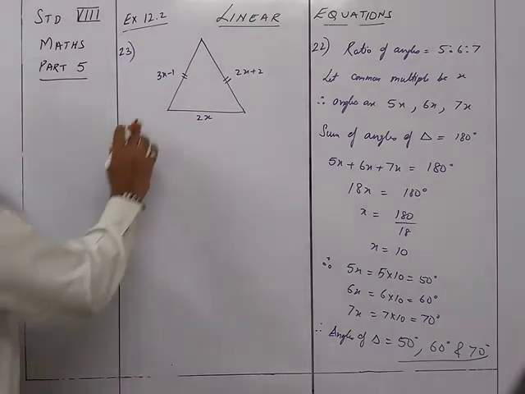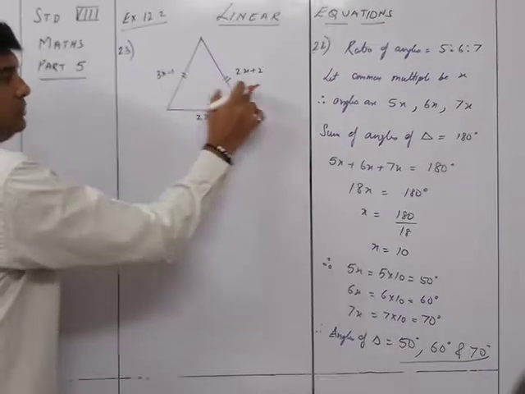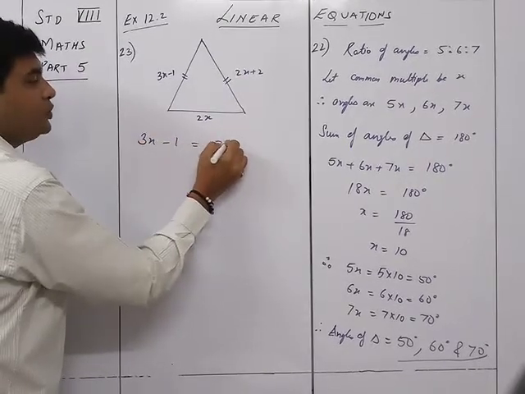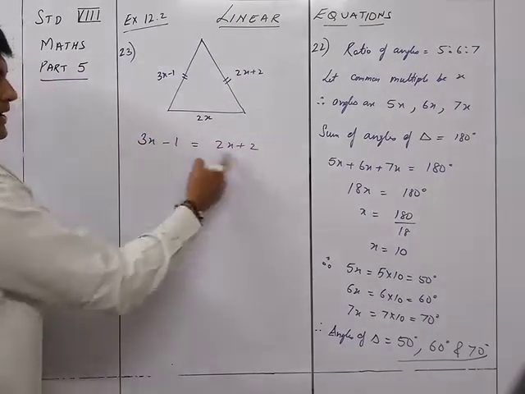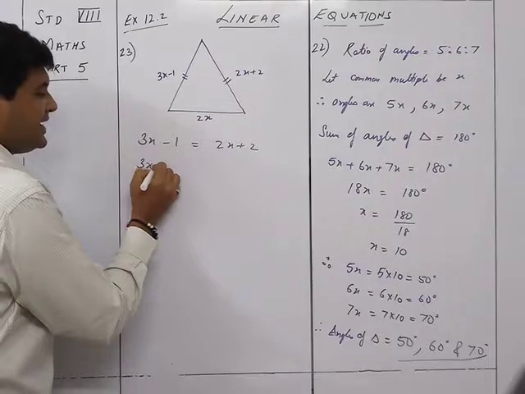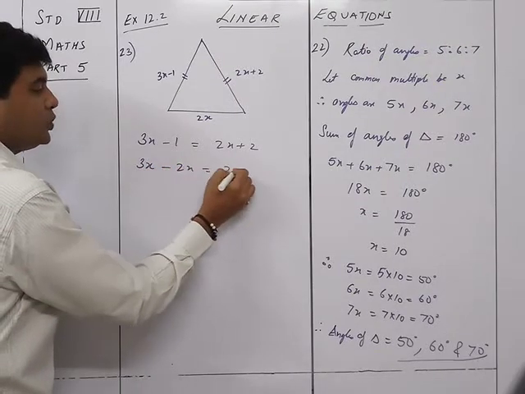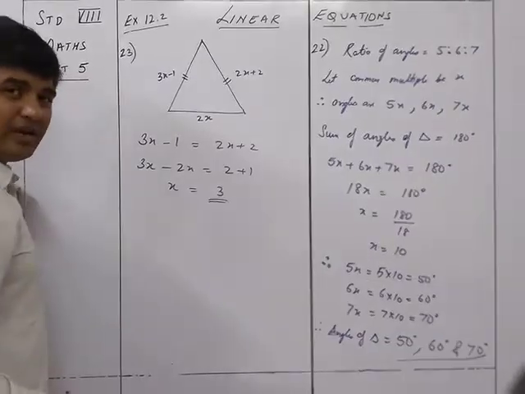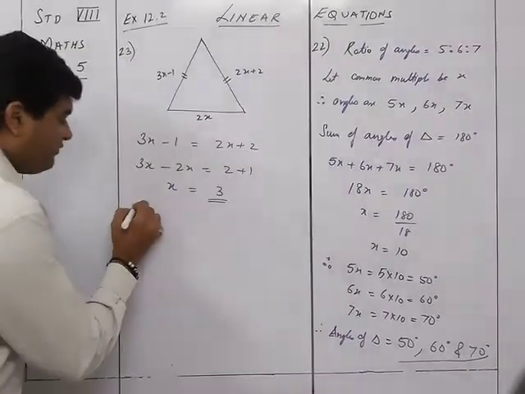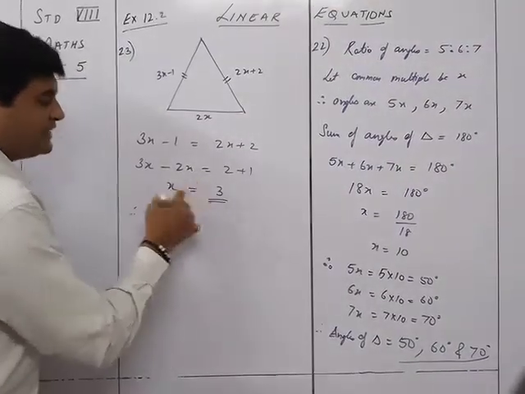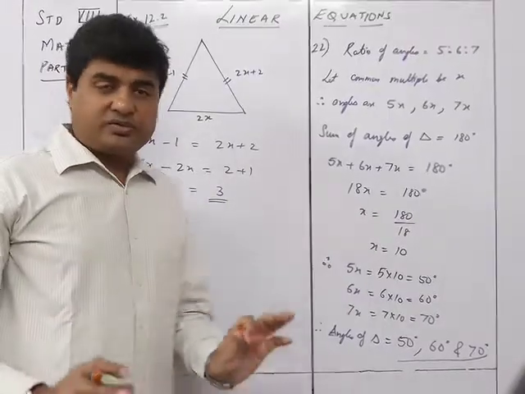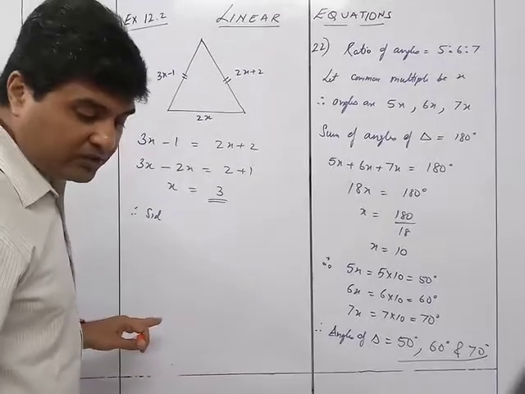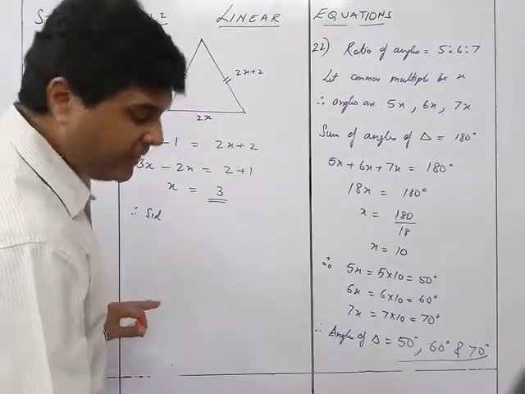So first of all, we know that these two sides are equal. And if these two sides are equal, that means 3x minus 1 is equal to 2x plus 2. So bringing the x on one side, it is 3x minus 2x is equal to 2 plus 1. So x is equal to 3. They ask us what is the value of x. So the x value is 3. That is the first thing. The second is you need to find out the perimeter of the triangle.